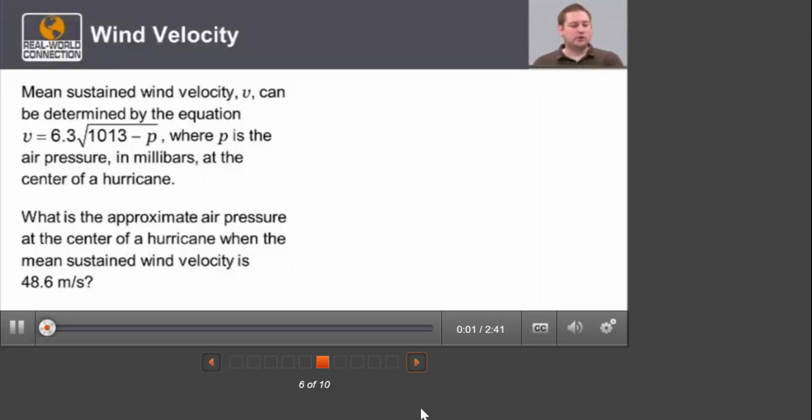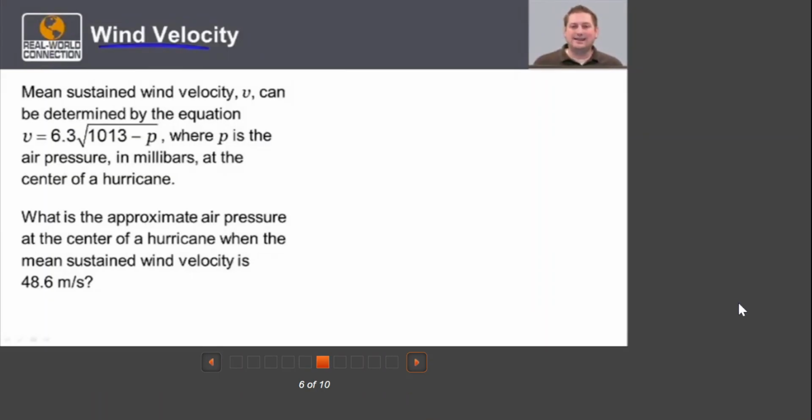Let's take a look at a real world connection involving wind velocity in a hurricane. A mean sustained wind velocity represented by the variable v can be determined by the equation v equals 6.3 times the square root of 1013 minus p. p represents the air pressure in millibars at the center of the hurricane.